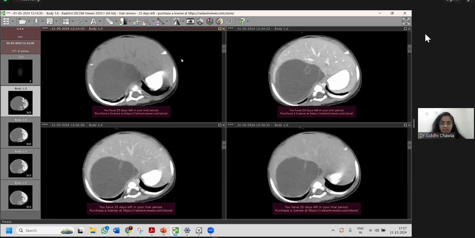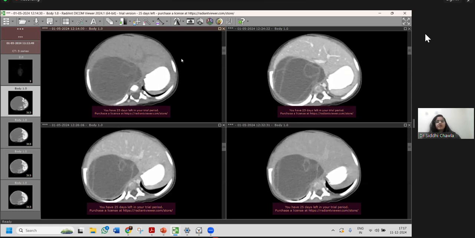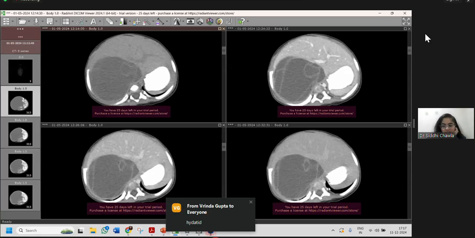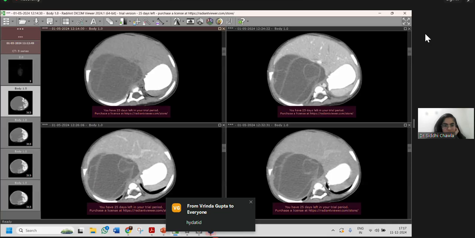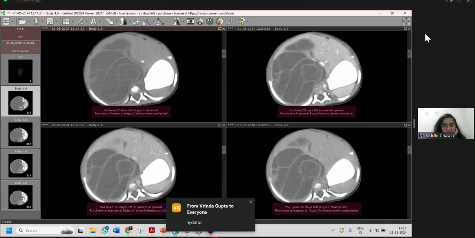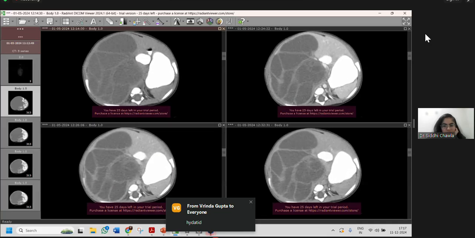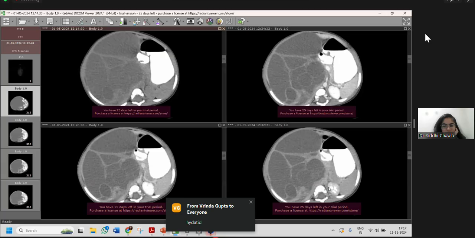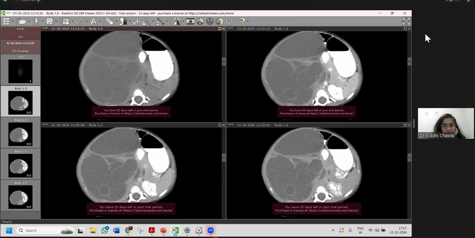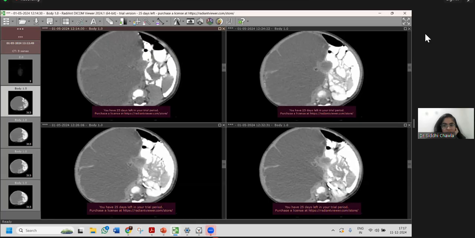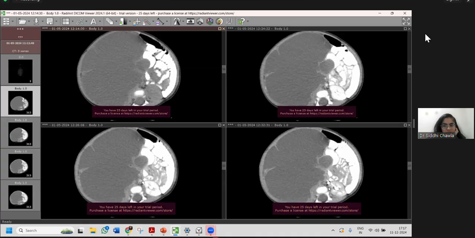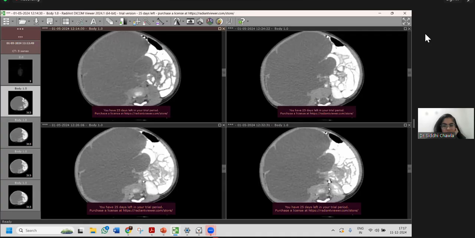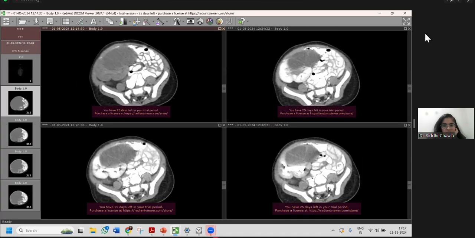So we have an NCCT phase. We have multiple contrast phases: an arterial, venous, and a delayed phase. What do we see? Just scrolling it fast. Tell me all that you see. Again, we are dealing with a mass lesion. This is the kidney, which is displaced downwards.